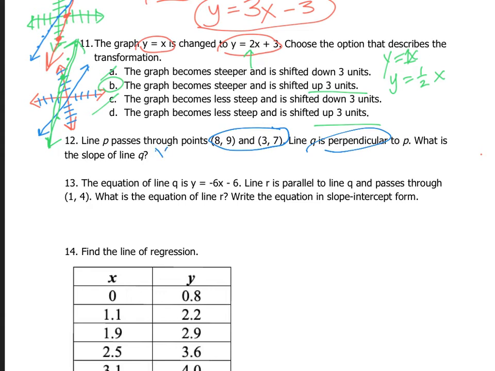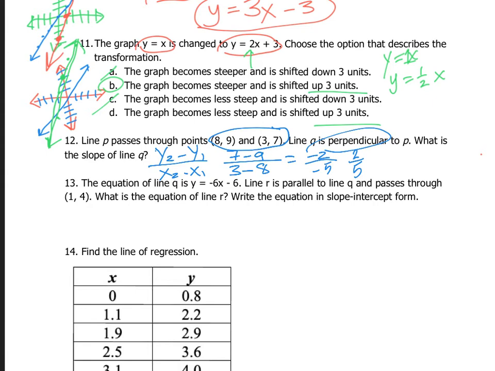So I find slope by doing the change in y over the change in x. The change in y, so 7 minus 9 over 3 minus 8. 7 minus 9 is negative 2. 3 minus 8 is going to give me negative 5. I have a negative over negative, so it's going to be a positive answer. So this is my slope of line P.